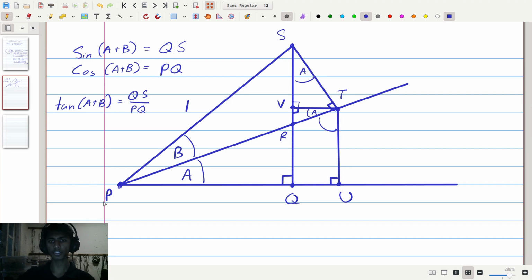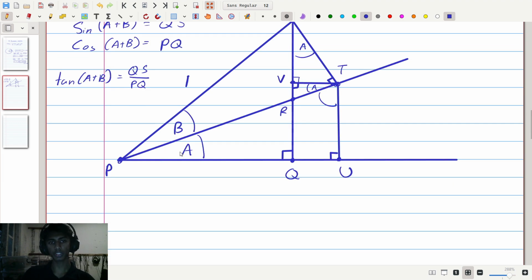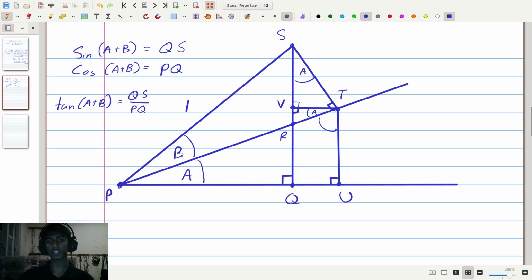Consider triangle PST. Within triangle PST, we have 90 degrees at T, which means PTS is 90 degrees. Considering the angle B at the point P, the sine of B is equal to the opposite, which is TS, divided by the hypotenuse, which is PS, which is 1. So the sine of B is simply TS. So sine of B equal to TS means that the length TS is equal to sine of B.